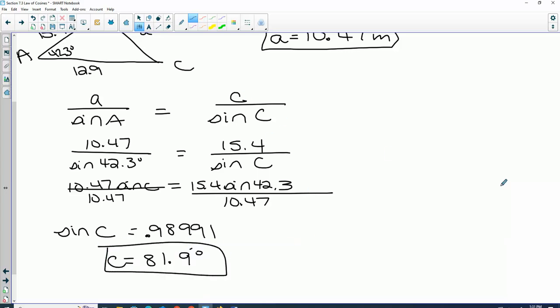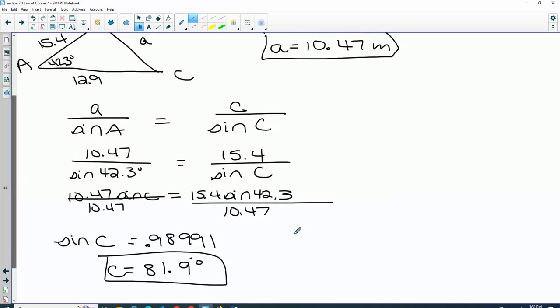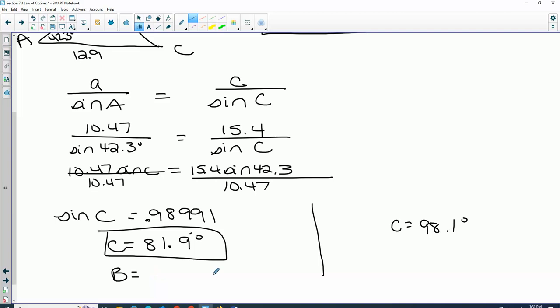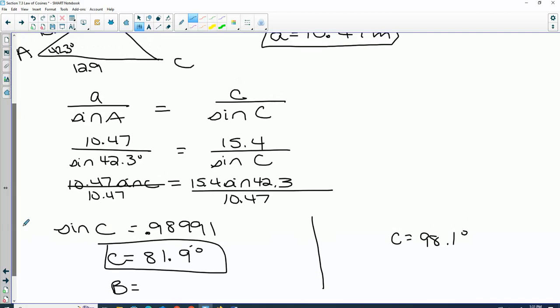I still don't really know if there's a second triangle. We know that if we had a second triangle in quadrant 2, it would have to be 180 minus that angle, which would be 98.1 degrees. In either of these, we can find angle B by subtracting from 180 the two angles we know. So 180 minus 81.9 minus the 42.3. That tells me B is 55.8 degrees.